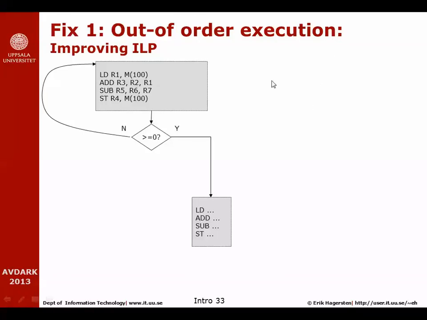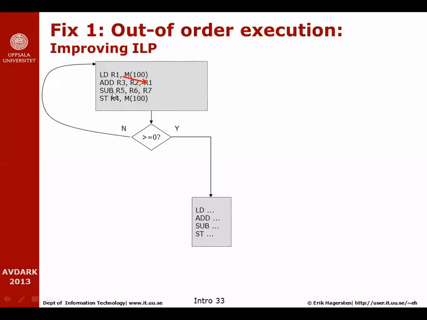So what are the fixes here? Well, one fix is what's called out-of-order execution. So if we have this piece of code, we have a basic block here, then we have some kind of condition, we may jump back again, or we may go to some other basic block, and we see that there is a data dependence between this load and the following add instruction, because we want to reuse the value of register 1 here.